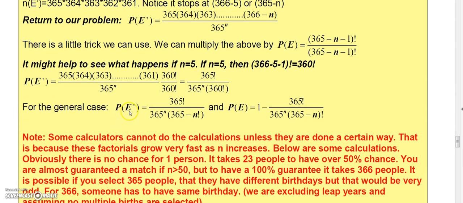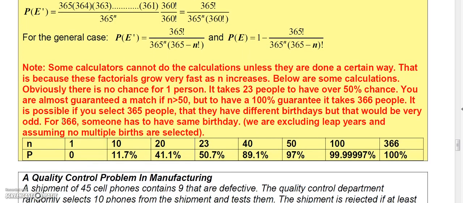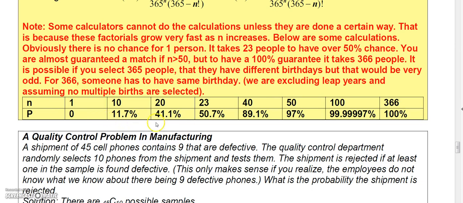So here's the formula for the probability of no 2 people having the same birthday, and then of course if you subtract it from 1, you get the probability that 2 or more have the same birthday. Yeah, there's the answer. So yeah, it takes 50 people to get a probability of 97% chance of 2 or more having the same birthday.